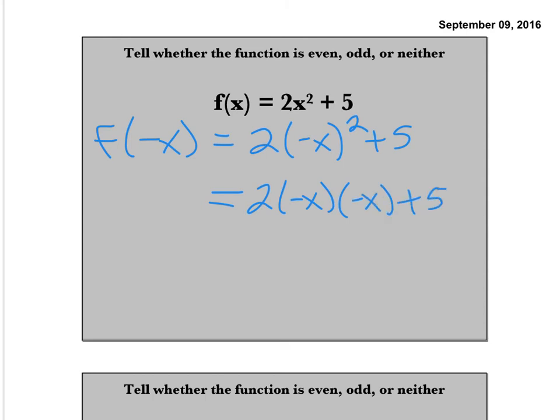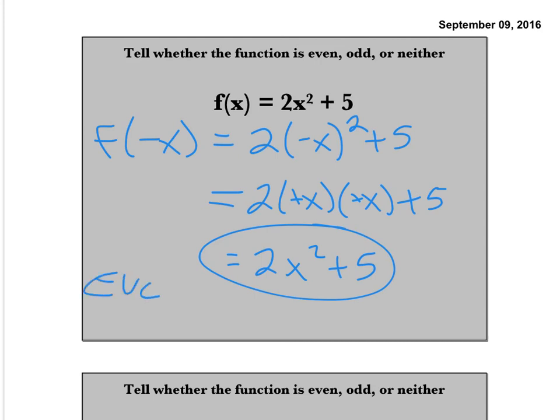Negative x squared, that's 2 times negative x squared plus 5. Now we need to remember how squaring works. If we take a negative x times a negative x, those negatives are all going to cancel out and just become positive. So we just get 2 times x squared, which is 2x squared plus 5. We plugged negative x into this function, and it didn't change a thing. That is an even function. We plugged in negative x, we simplified, the negatives canceled, and nothing changed.